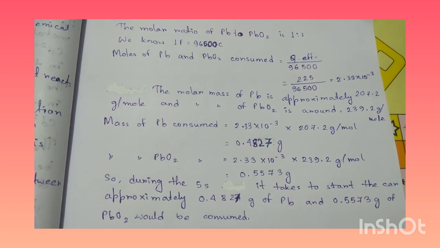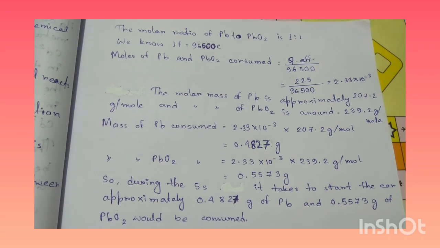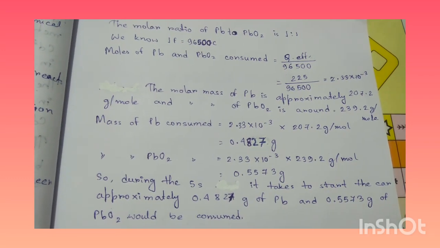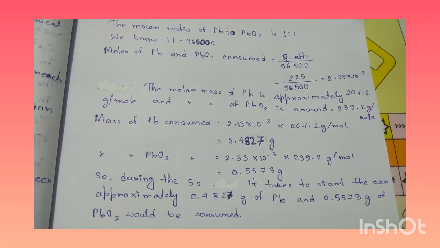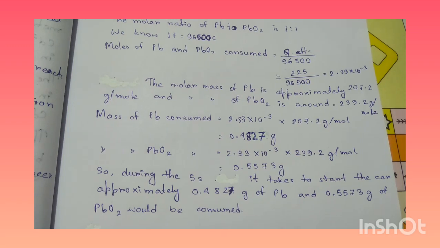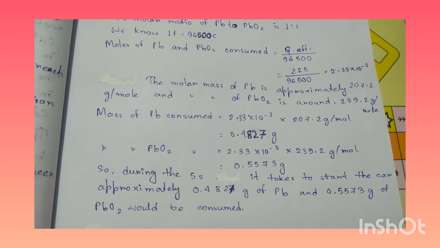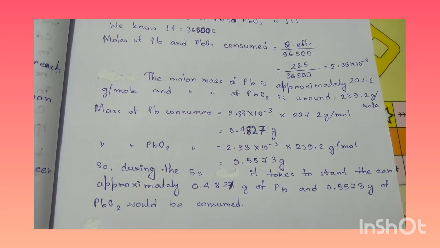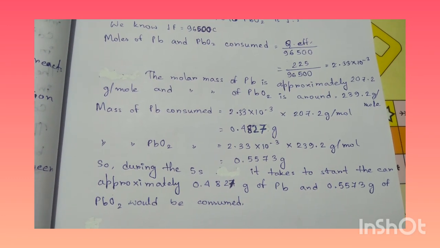We know 1 Faraday is 96,500 coulomb. Moles of Pb and PbO2 consumed is charge passed by 96,500. The molar mass of Pb is approximately 207.2 gram per mole and the molar mass of PbO2 is around 239.2 gram per mole.